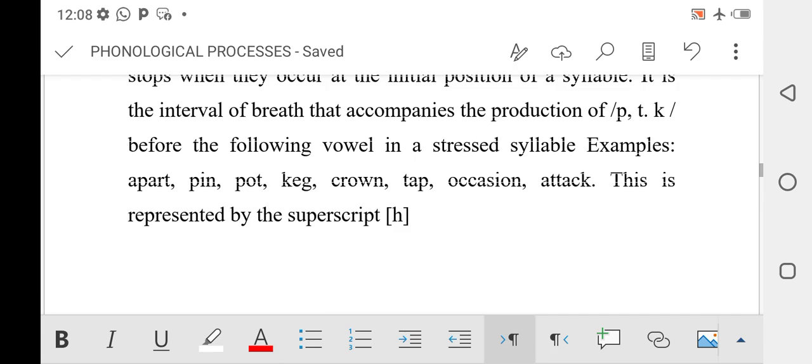Remember that aspiration has to do with voiceless stops or voiceless plosives, and that these voiceless plosives must be at the initial position of a syllable. Okay, and then if they are at the initial position of a syllable, they must be followed by a stressed vowel before you could say that they are aspirated.